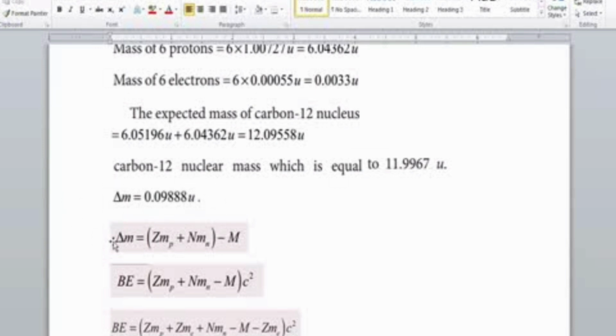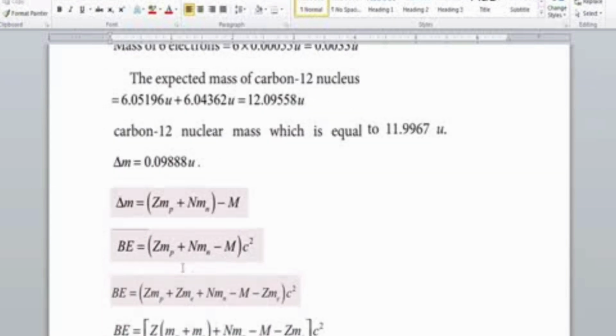How to calculate the change in mass? The change in mass ΔM equals the mass of the proton Mp times Z, the atomic number, plus N, the number of neutrons, times the mass of the neutron Mn, minus the actual mass of the element. The binding energy equals this mass times c squared. This is from Einstein's equation, energy E equals mc squared. So the binding energy is ΔM times c squared.